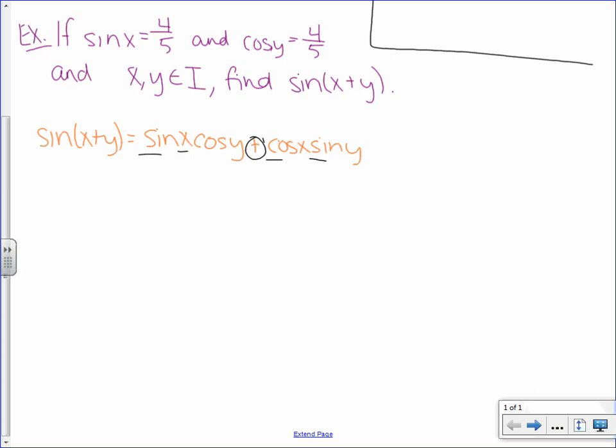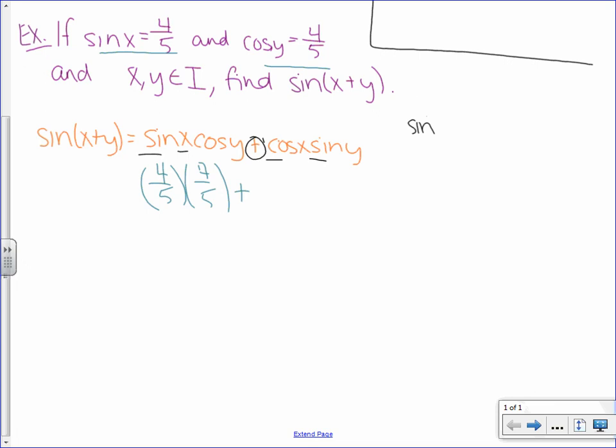Now I can plug in what I already know. I know that the sine of x is 4/5, and I know that the cosine of y is 4/5. And I just have this plus sign. So now I've got to figure out the cosine of x and the sine of y. Hopefully some of you have already started this process, because we are just going to use those wonderful Pythagorean identities that we love so much.